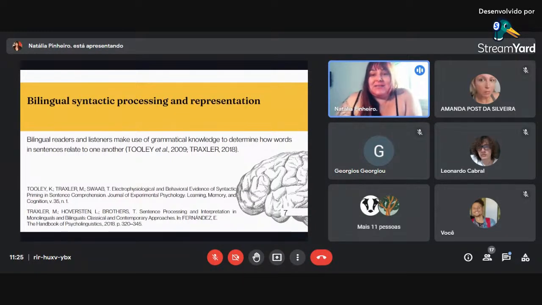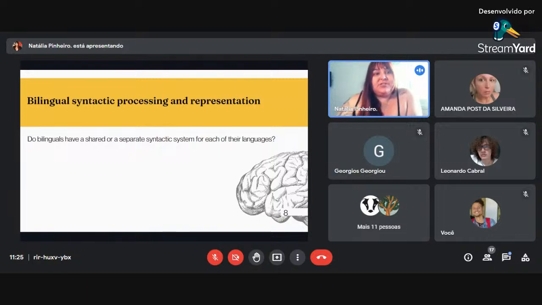But since a bilingual has two languages, or more if it's a multilingual, a lot of issues can be brought to our attention. So I brought here some of the questions that are often asked in this field of psycholinguistics of bilingualism. First, do bilinguals have a shared or a separate syntactic system for each of their languages? So the syntactic representations, are they stored together regardless of language, or are they kept separate?